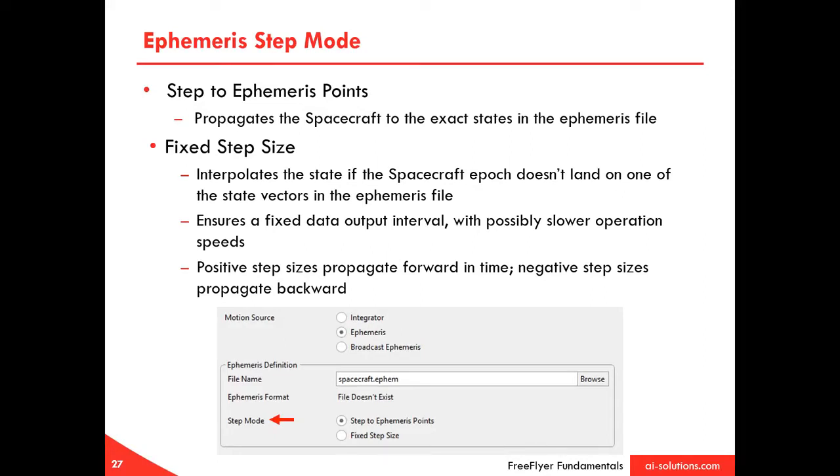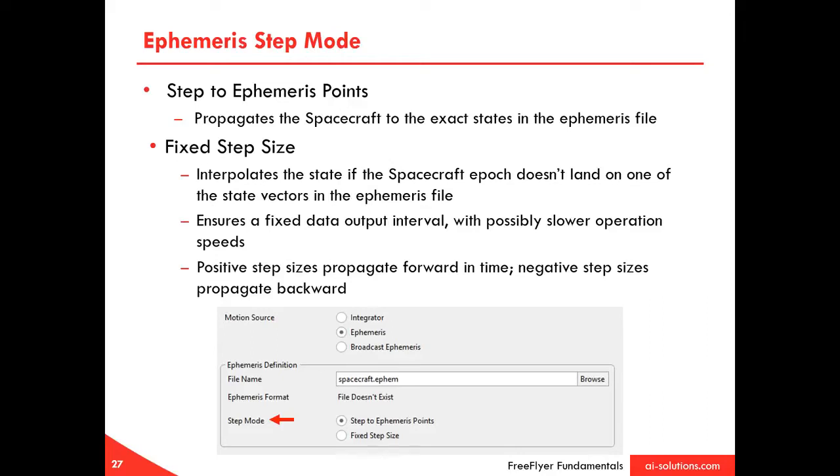The first option is to step to the ephemeris points that are captured in the file. In this mode, when you call the step command, FreeFlyer will propagate the spacecraft from one state vector to the next from the state vectors that are contained in the file. On the other hand, if you use the fixed step size option, then FreeFlyer will interpolate the states in the ephemeris file if you attempt to step the spacecraft to an epoch that doesn't land exactly on one of those state vectors in the file.